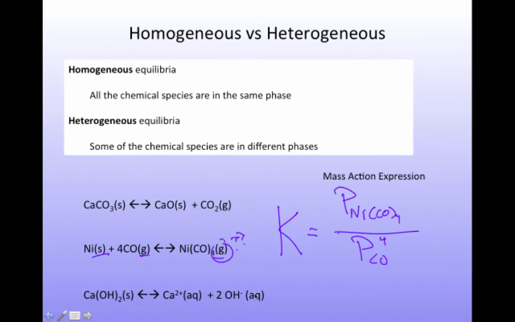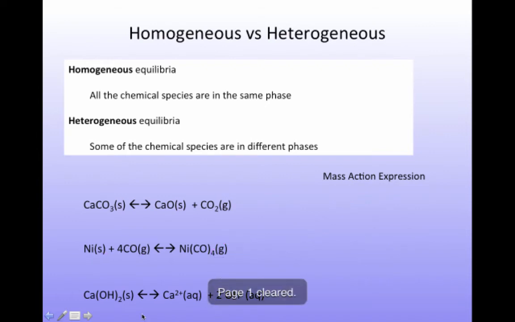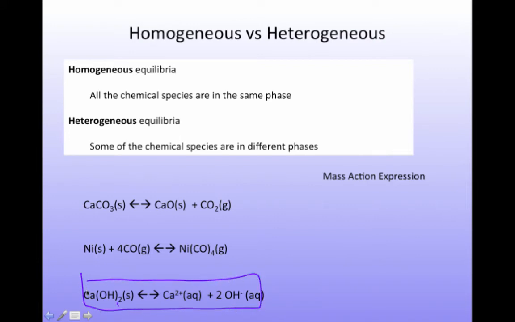What about this last one? This last one, well, this is just like what we've done, right? This is just a solubility expression. We've got calcium hydroxide solid goes to aqueous calcium and 2 hydroxide ions. So what's K for that? It's just the concentration of calcium times the hydroxide ion concentration squared. Where's the solid? You're just dividing by 1 because the activity of the solid is 1.